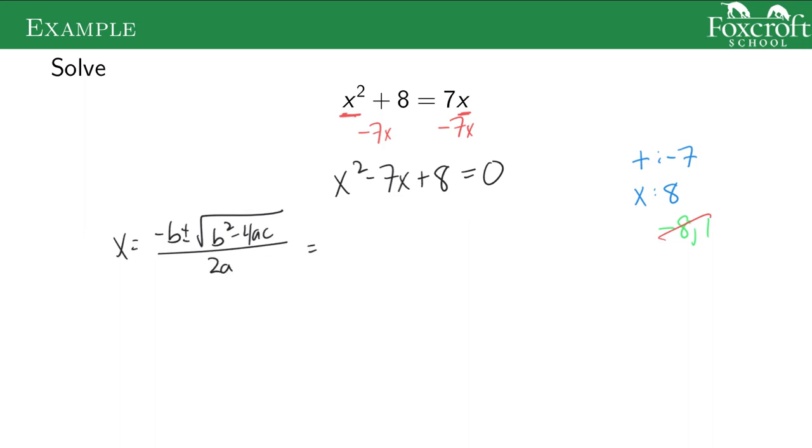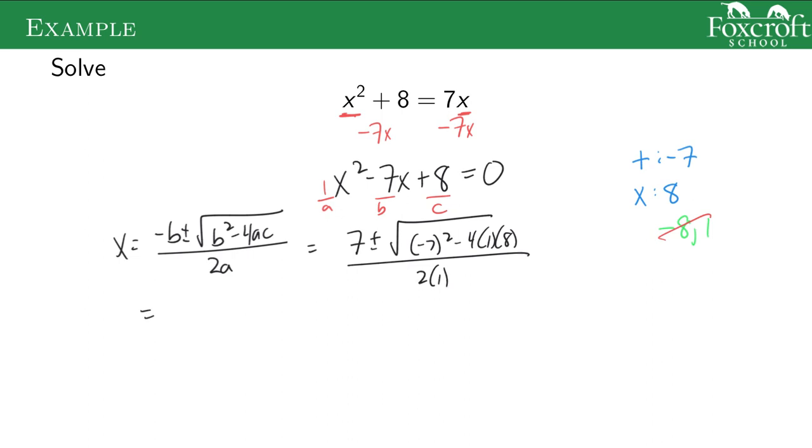Hopefully you're working on memorizing the quadratic formula because it's going to come up a lot. Now I plug in a is 1, b is -7, c is 8. So it's going to be +7, plus or minus the square root of -7 squared minus 4 times 1 times 8, all over 2 times 1. Now I'm just going to simplify it. Again, I'm going to go a little quicker just so the video is not super long. 7 squared is 49. 4 times 8 is 32.